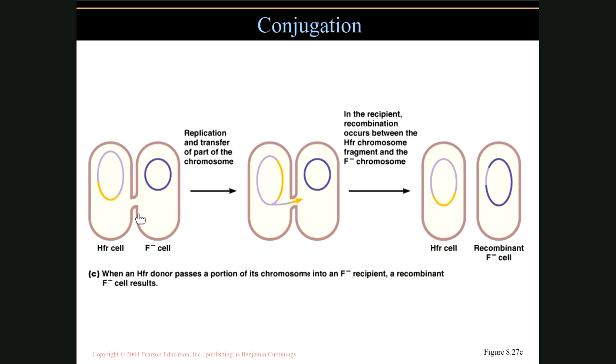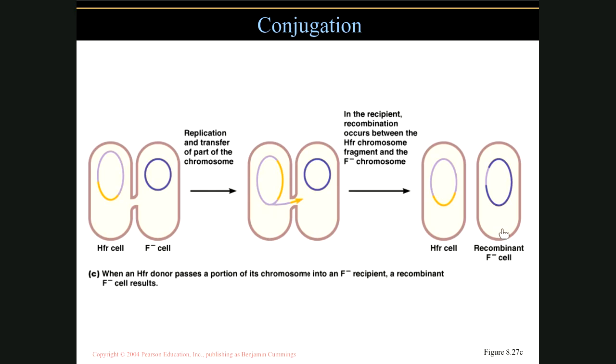a conjugation bridge will form, and so the copy of DNA that gets sent over from the HFR cell actually is chromosomal, right? The transfer direction goes like this, and so the first thing to be transferred over is chromosomal DNA. And because the two cells do not stay hooked together for very long, only a small piece of the chromosomal DNA is copied and sent over.